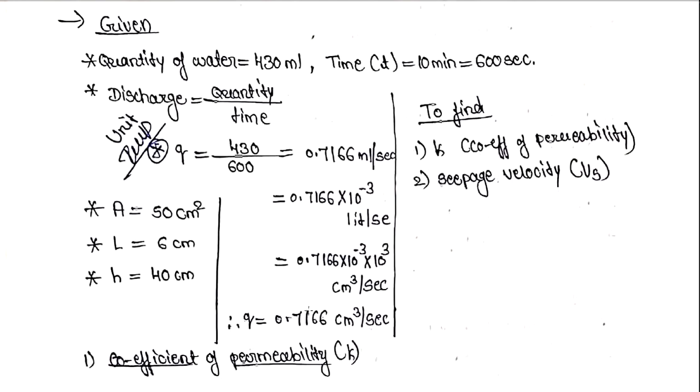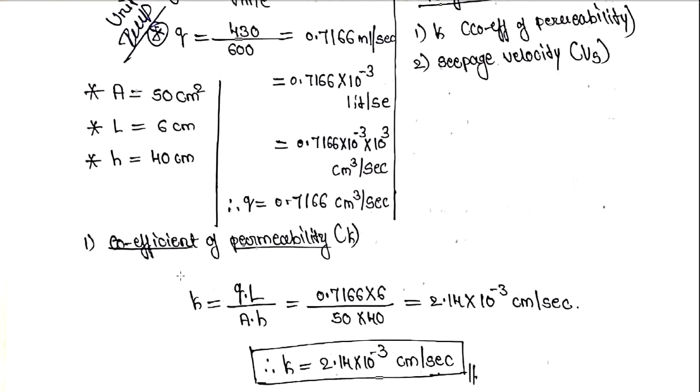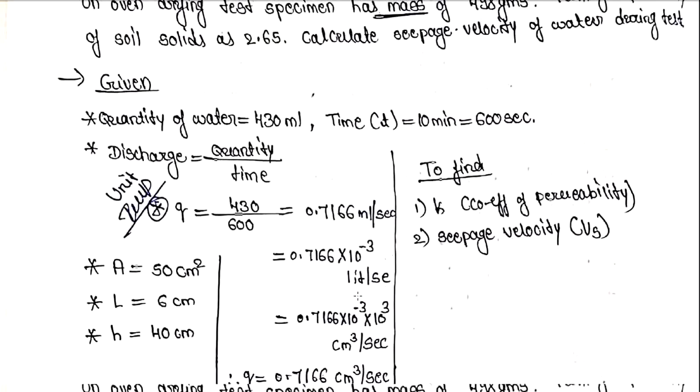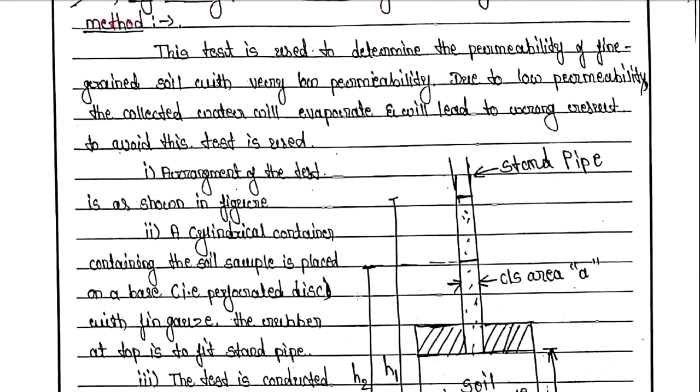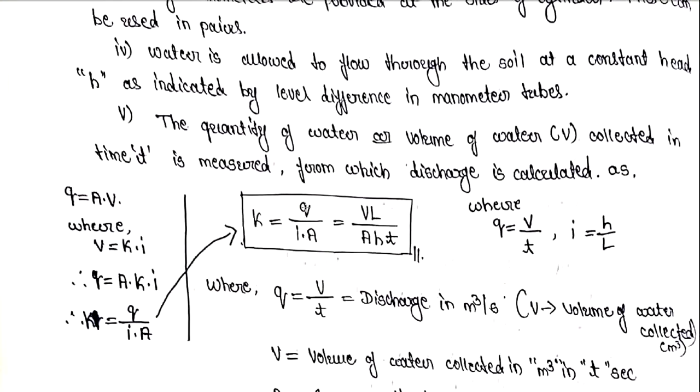So discharge I have calculated. Now, if I want to find the coefficient of permeability, I have to use the constant head method, that is Q into L divided by i into H. Instead of this Q, I can use this also. There is a trick they have used. Instead of Q, you can see Q divided by i into A. If I substitute the value of i, I am going to get it as H by L.